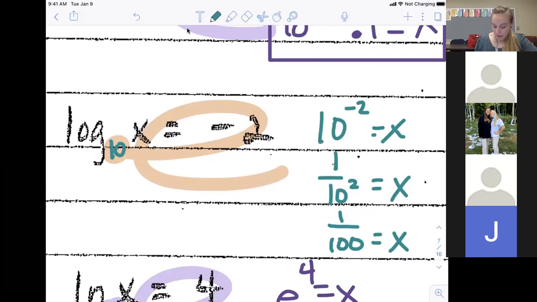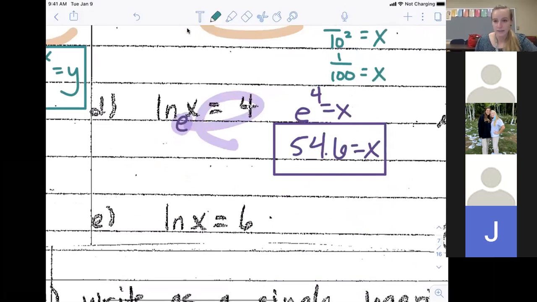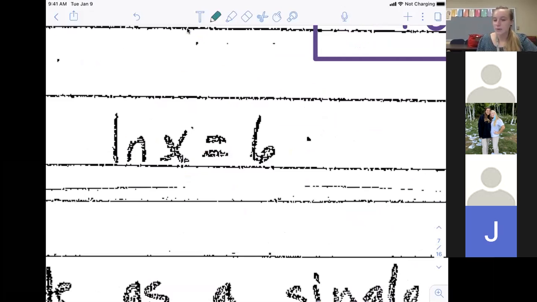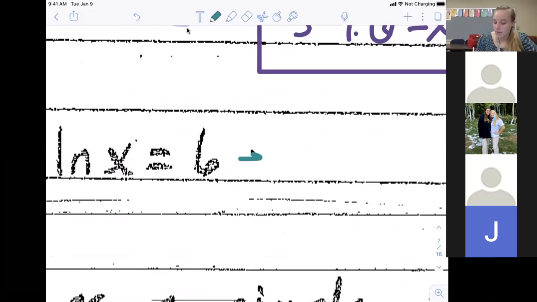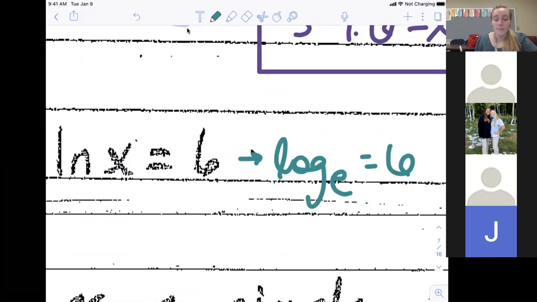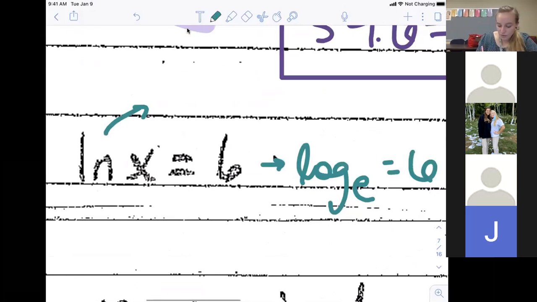Let's do letter E. E is an elephant. Funny how that goes around. If it's ln of x equals 6, that's the same thing as having a log with a base of e. E is a number. It's like 2.781 something, something, something, and it goes on and on forever. It's a lot like pi. And so e is a number that we're going to see a lot more often. Remember that ln means natural log.